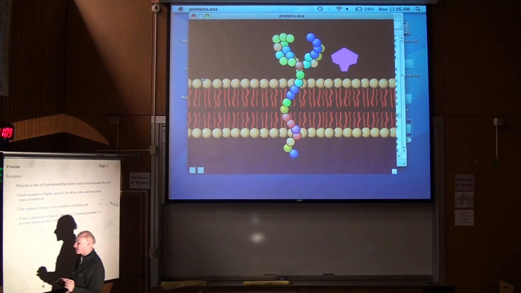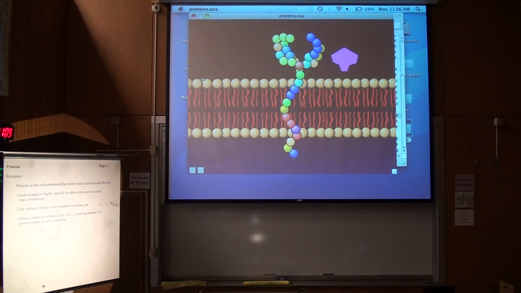Just a minute or two ago, I told you that each protein is a specialist. It only interacts with one particular molecule. And the same is true for receptors. Each receptor is a specialist in detecting just one particular type of molecule. What makes each receptor a specialist is this area right here. It's called the binding site of the receptor. The receptor is a specialist in detecting just this particular molecule because that's the only molecule that fits into its binding site.